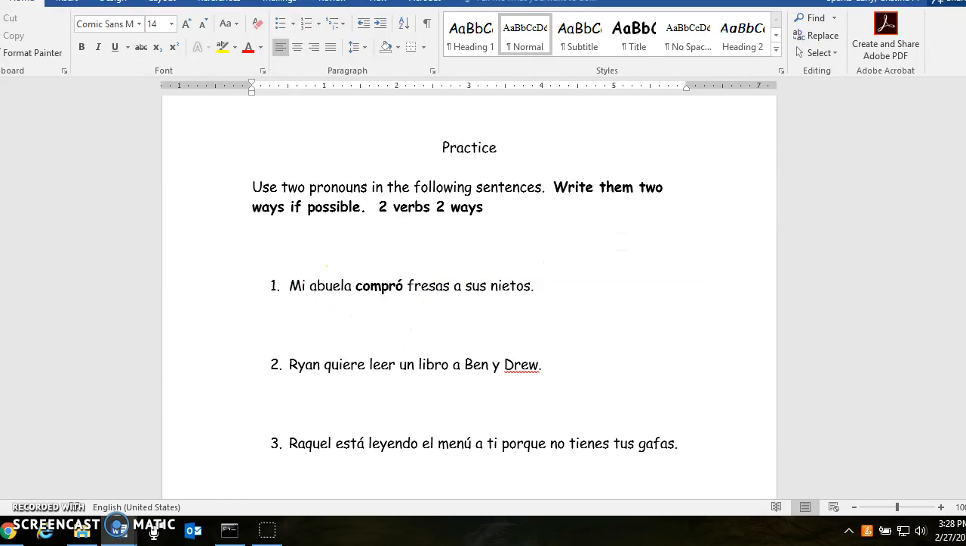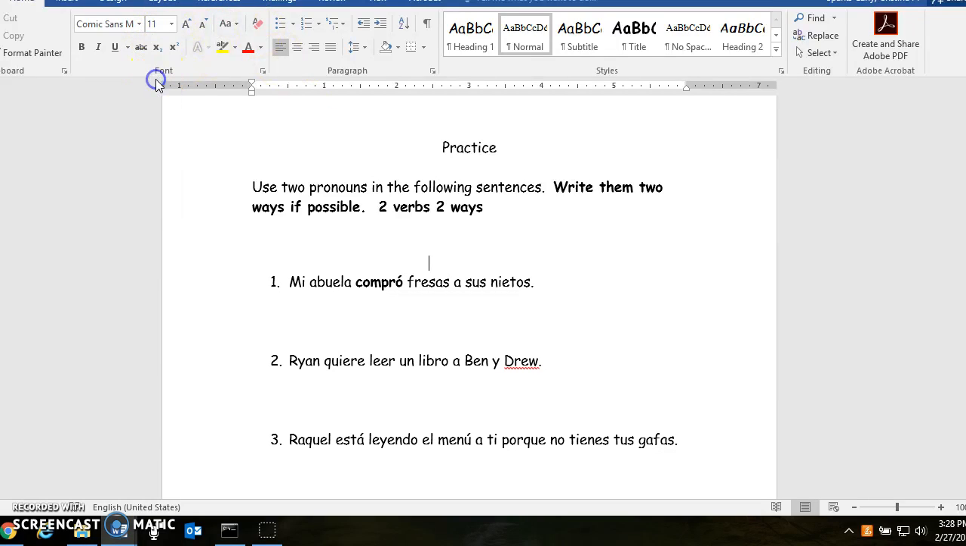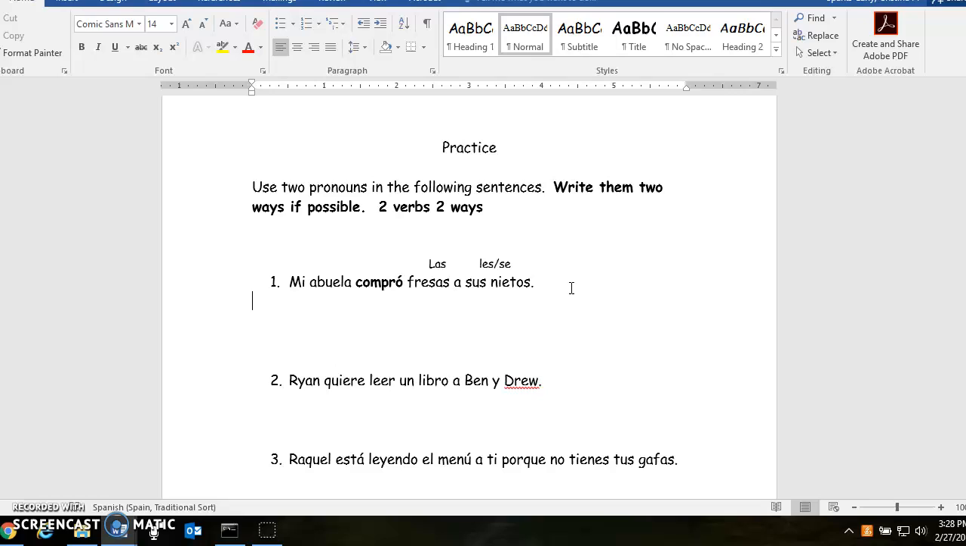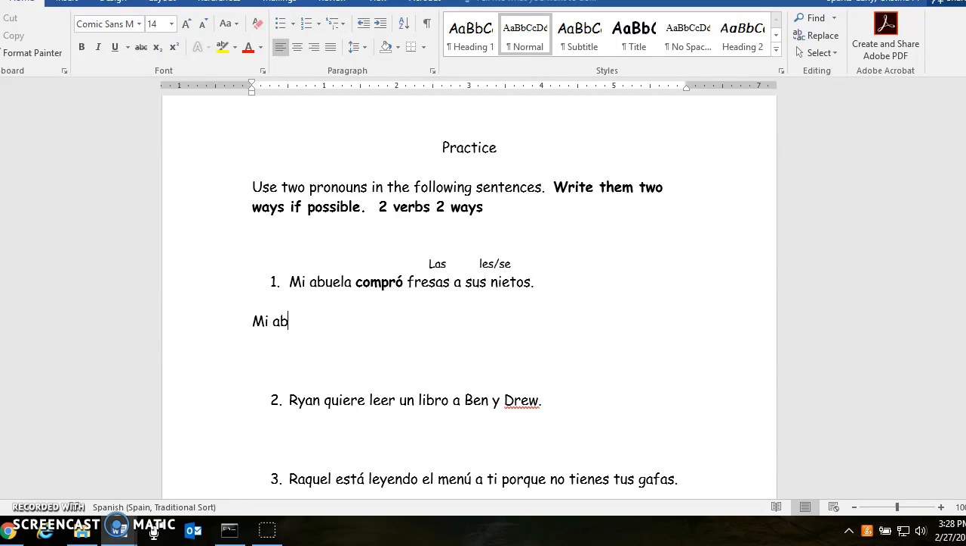Let's start replacing. What are we going to replace fresas with? That is feminine plural. Las. What are we going to replace a sus nietos with? Les, but we know the rule, so it has to go to se. One verb, one way. Has to go in front. Mi abuela se las compró. And if I stop there, you would have no idea for whom she bought what. So I need to repeat a sus nietos.